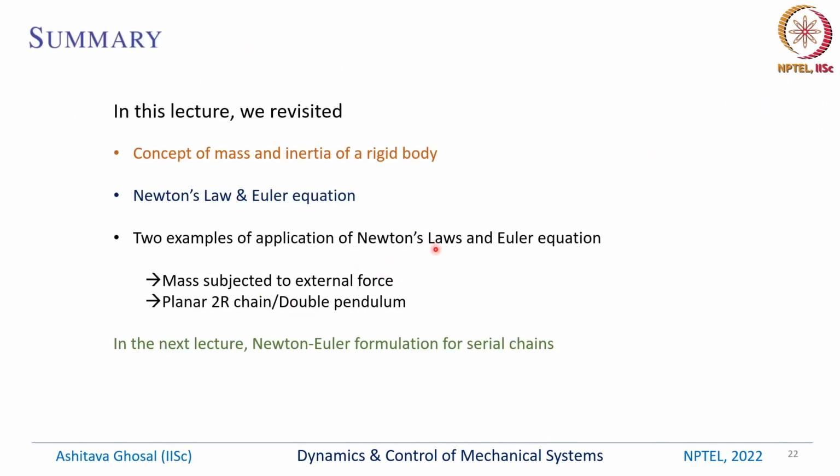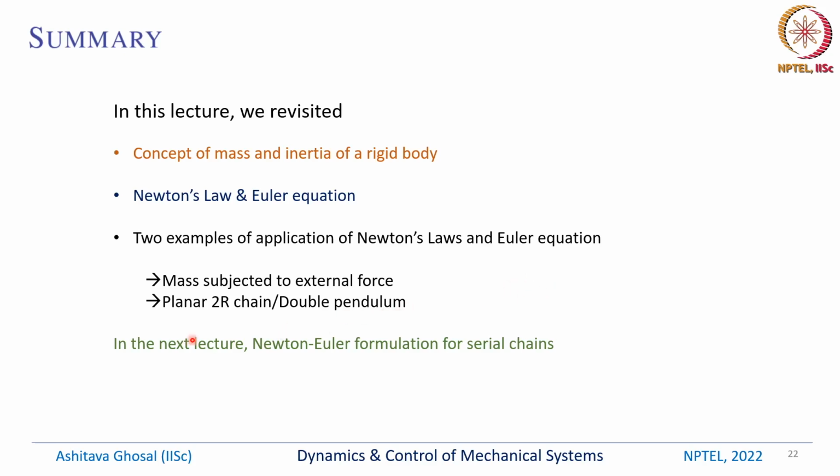In this lecture, we revisited the concept of mass and inertia of a rigid body. I introduced Newton's law and Euler's equation of motion for a rigid body. I showed you two examples of application of Newton's law and Euler's equation. The first example was that of a mass subjected to a force acting along the x direction, and we saw what happens to the motion of the mass.